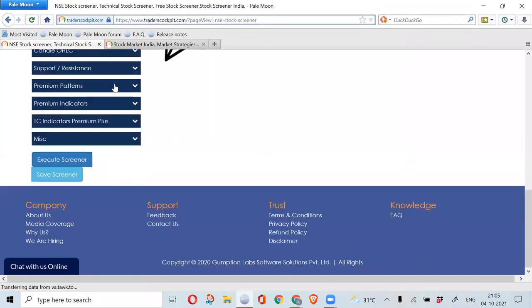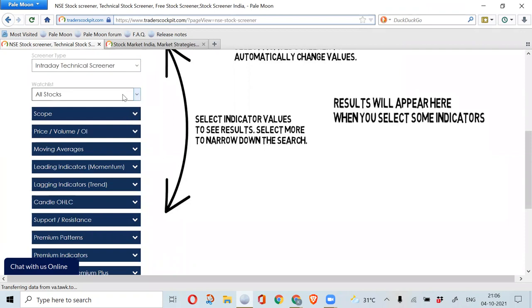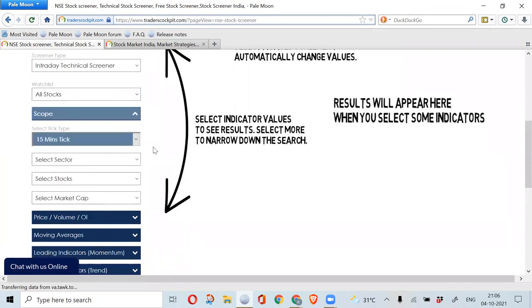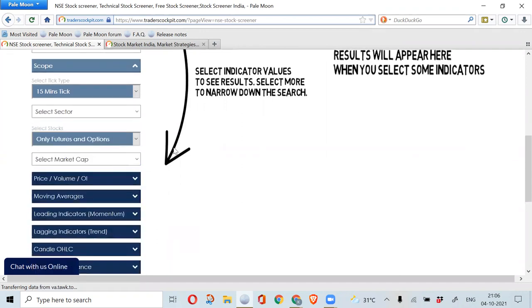So now I will show you one condition. I will create one condition and show you how we can screen the results based on it, and then how we can save the indicator to get the notification alerts. So we can go to the top of the screen, and then let me select the time frame to be 15 minutes for intraday. And then if we want, I can select the stocks, only futures and options.